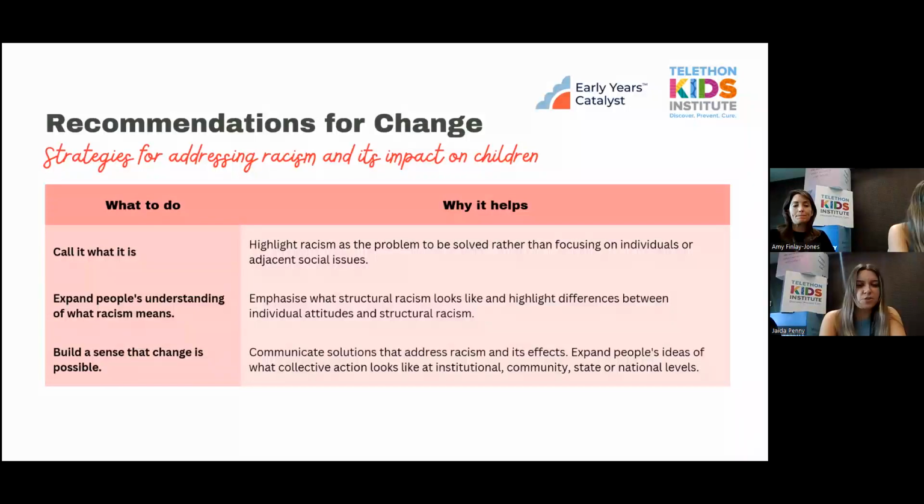And building a sense that change is possible. This involves communicating solutions that address racism and its effects, and additionally expanding people's ideas of what collective action looks like at institutional, community, state, or national levels.